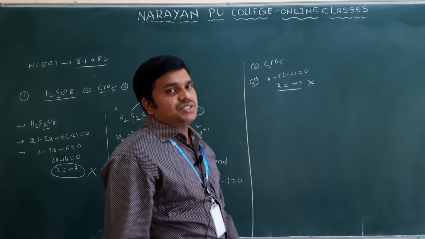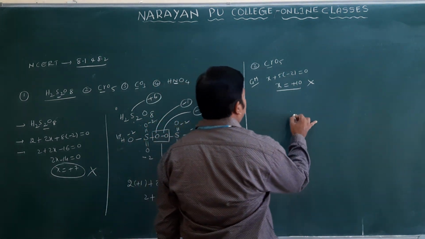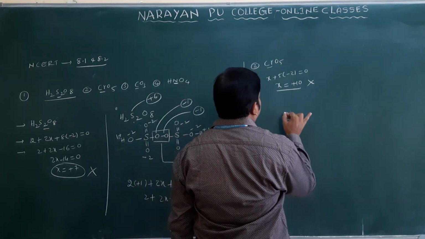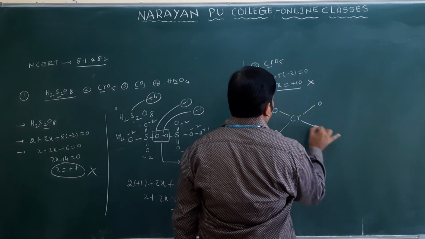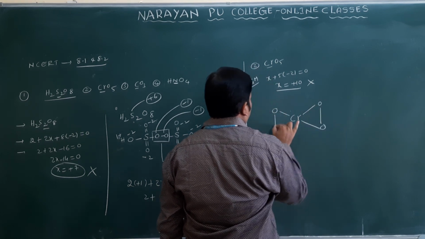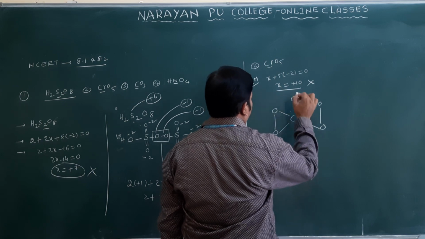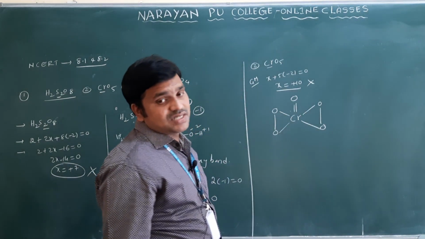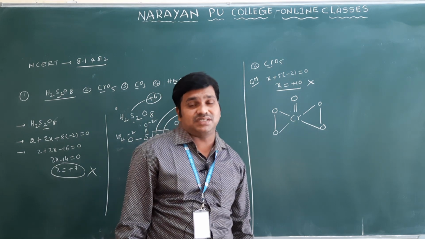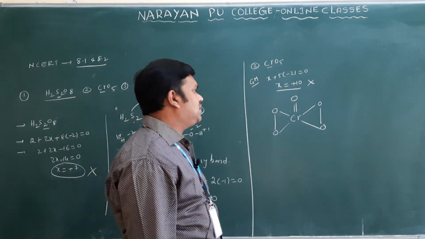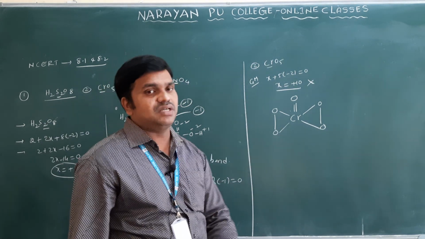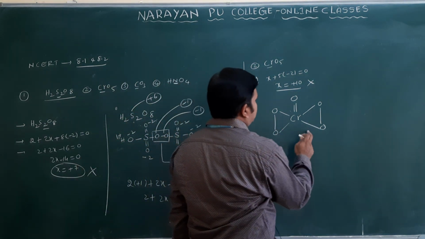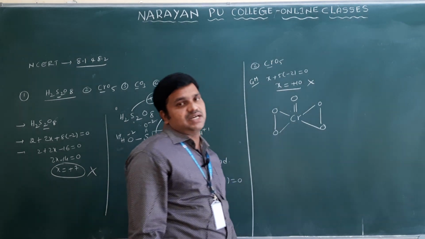Then you can write the structure of CrO5. The central atom is Cr, and you write oxygen and oxygen here, oxygen and oxygen here, and then a double bond O. Generally this is called a butterfly structure. Generally how many bonds will chromium form? 6 bonds: 1, 2, 3, 4, 4 plus 2, 6 bonds are there.